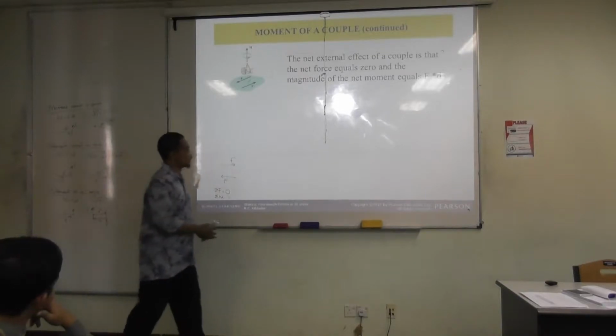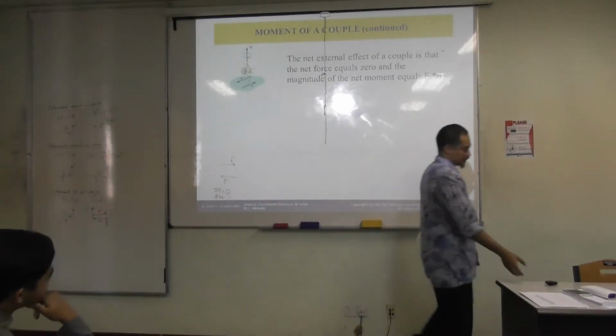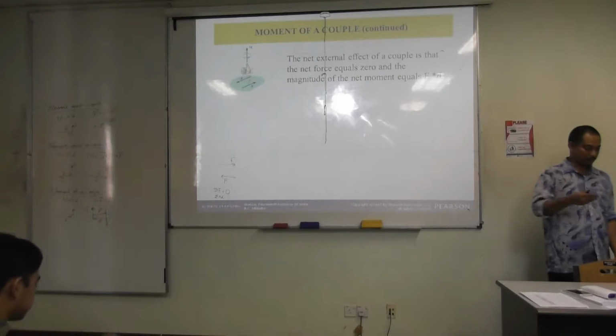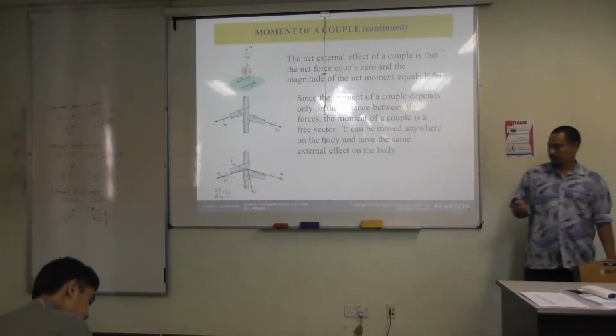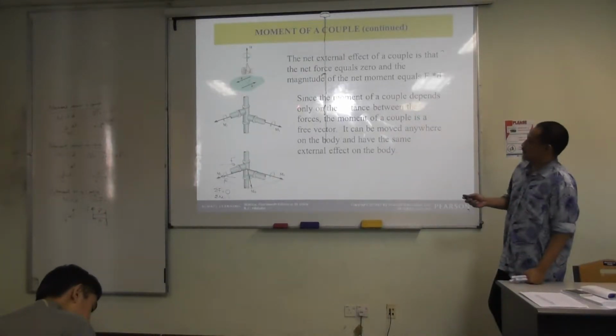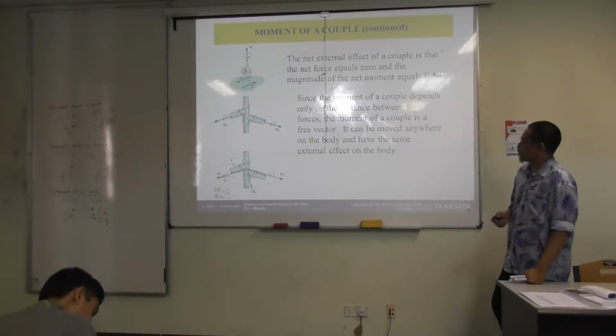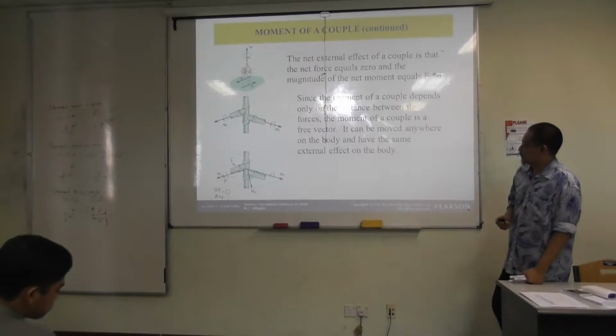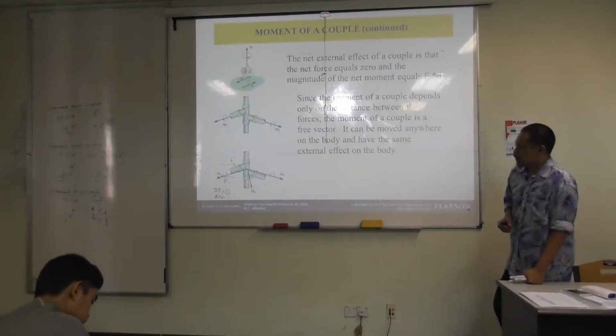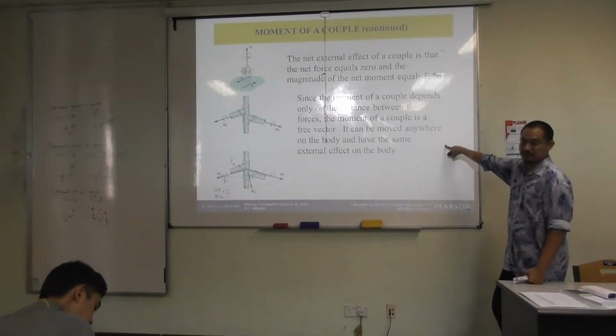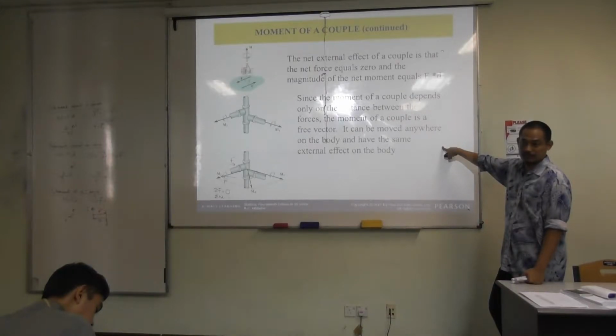So that's the characteristic. Now this has an implication when the couple is acting on a body. Since the moment of a couple depends only on the distance between the forces, the moment of a couple is a free vector. It can be moved anywhere on the body and have the same external effect. How many of you understand?